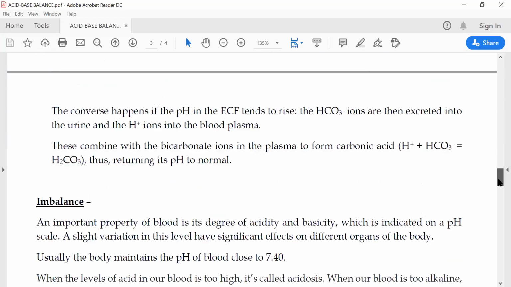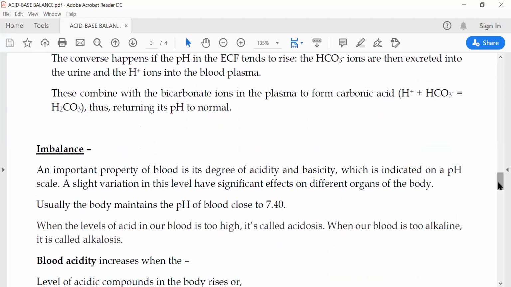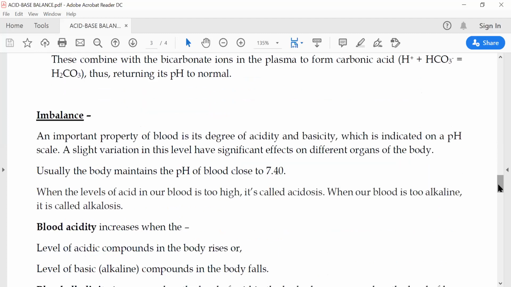So we have till now discussed the acid-base balance. Now what happens when there is an imbalance? As I have mentioned before, the maintenance of pH in the extracellular fluid is very important so that it does not affect the metabolic or physiological activities of our body. And I have also mentioned that the pH of our plasma is between 7.3 to 7.4.